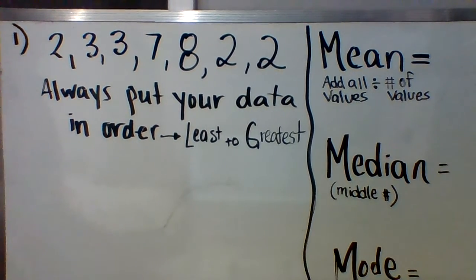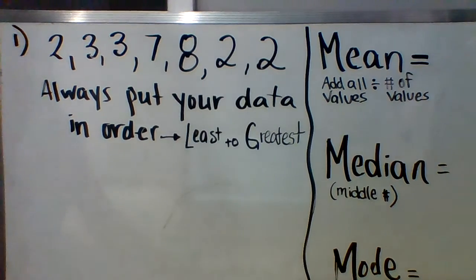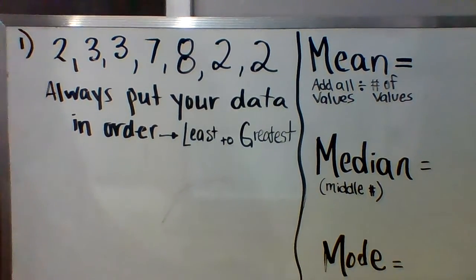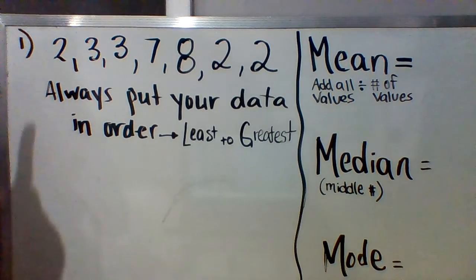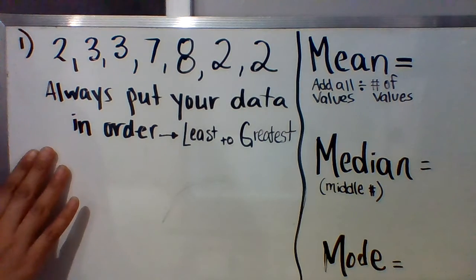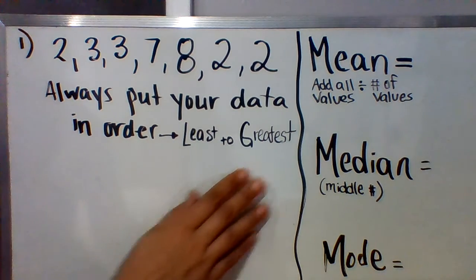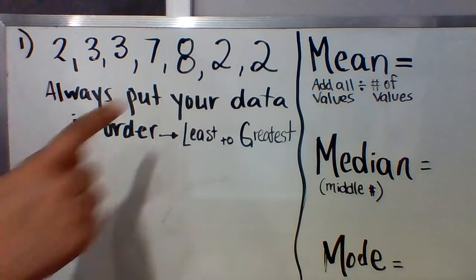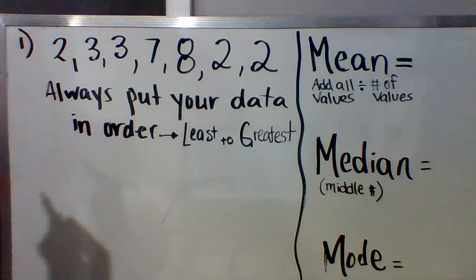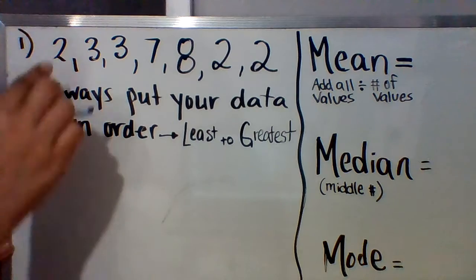This is problem number 1, and our instructions are to find the mean, the median, and the mode. Let's get started. You're always going to want to put your data in order. So always go from smallest number to biggest number. It looks like it's in order, except that we have these 2's at the end, and they should be in the front. So I'm just going to rewrite this problem.